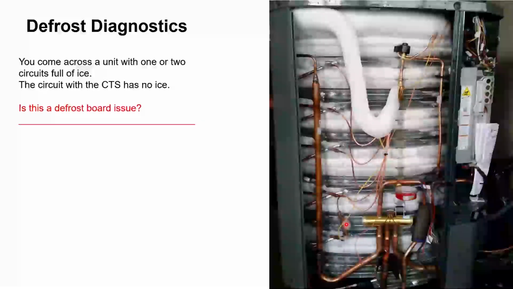We verify the coil temp sensor, we verify the outdoor temp sensor, everything's correct. So is this a board issue? The answer is no, probably not. And this is what I'm talking about with the J2 jumper. Now, what happens in some of those areas that I mentioned is we end up with freezing fog, meaning that we have fog roll in and the outdoor temp is below 32 degrees.